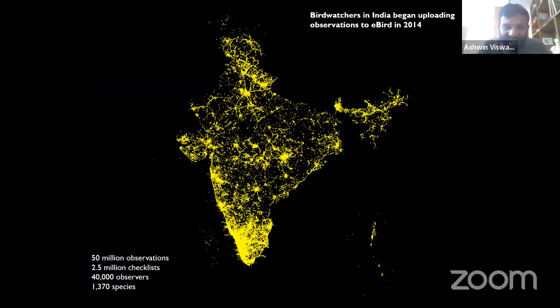So what you see here, I think many of you have seen this map previously. Actually, there are no political boundaries drawn here. All of these points are checklist locations on eBird, and just the points themselves make up the entire boundary of the country. So it shows that in every corner of the country, there are people who have reported birds. And there are 50 million observations now on eBird, 2.5 million checklists. Over 40,000 birders have been uploading checklists, and all species that have been reported in the country are reported here. Any questions about this map? Let me know in chat.